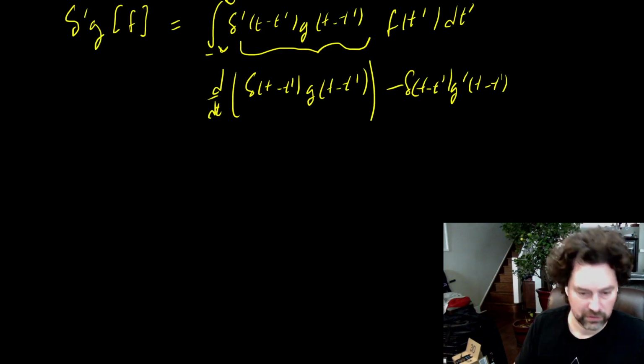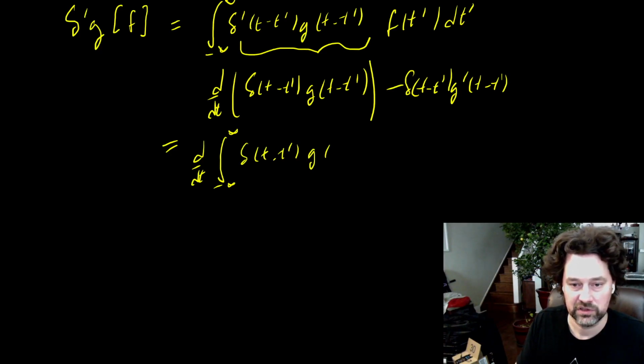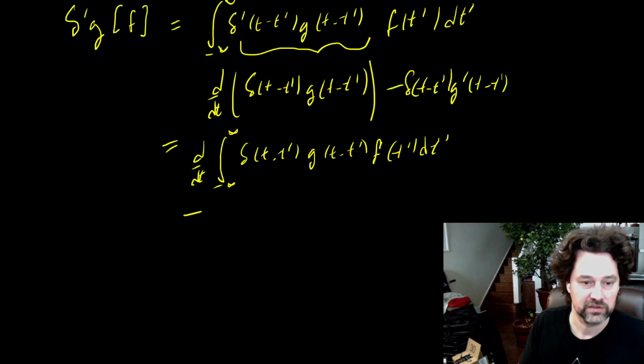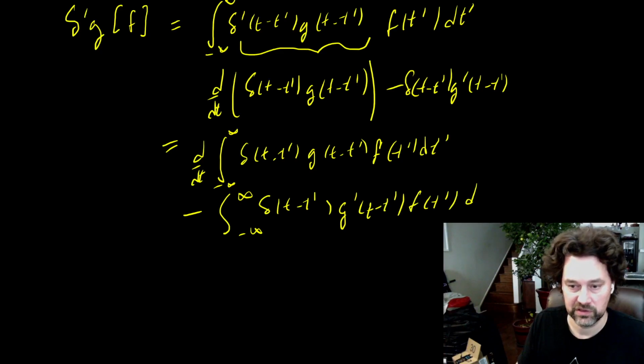And we're left with the derivative of the function with respect to t of delta t minus t prime, g of t minus t prime, f of t prime, dt prime, minus delta of t minus t prime, g of t minus t prime, f of t prime, dt prime.